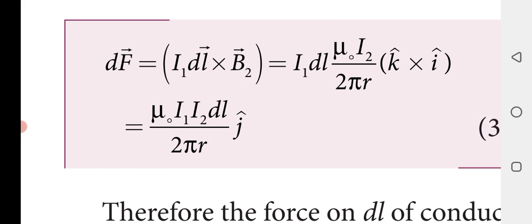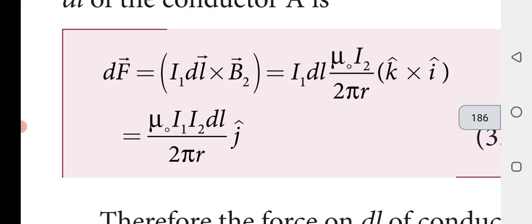So dF vector is equal to I1 dl cross B2 vector. Substitute the value of B2 here: I1 dl mu naught I2 by 2 pi r, k vector cross I vector, which is also the j vector. Here the positive component is produced. In the picture you can clearly see that the force on one conductor is in the positive j direction and the force on the other conductor is in the negative j direction, which shows the attractive direction of the force.